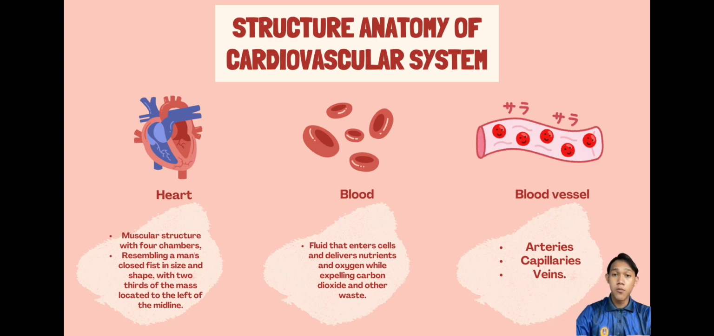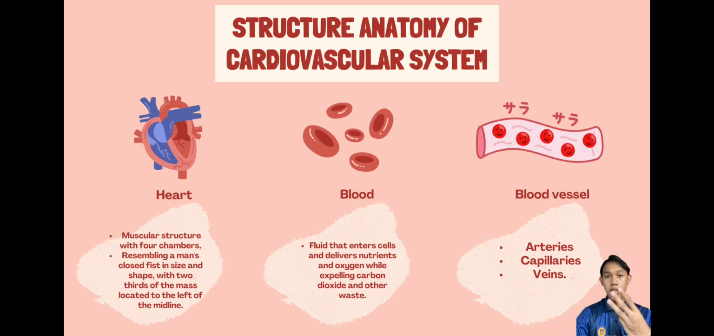Okay, the second one is blood. Blood is a fluid that enters cells and delivers nutrients and oxygen while expelling carbon dioxide and other waste. The third one is blood vessels. Blood vessels function as a way to transport blood from one organ to another.